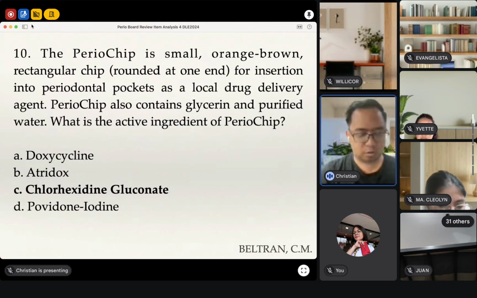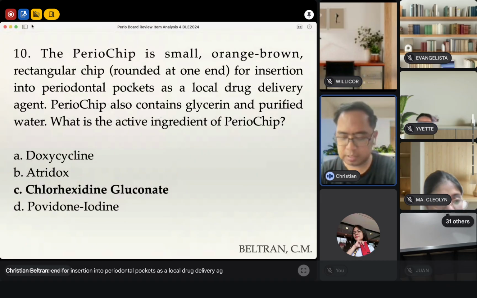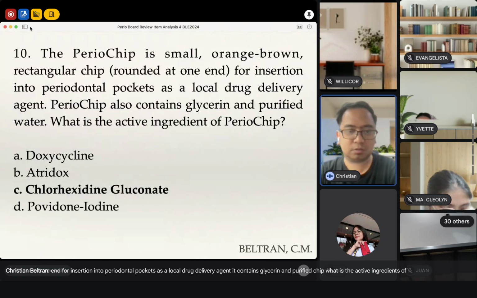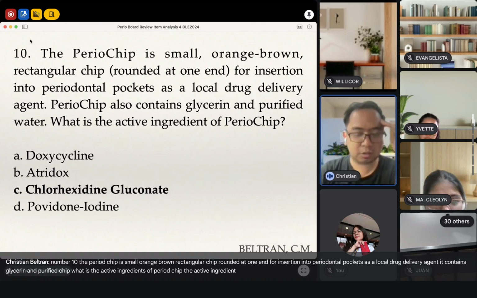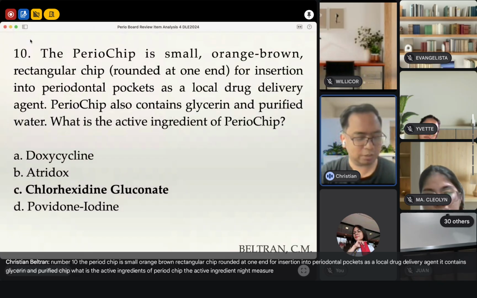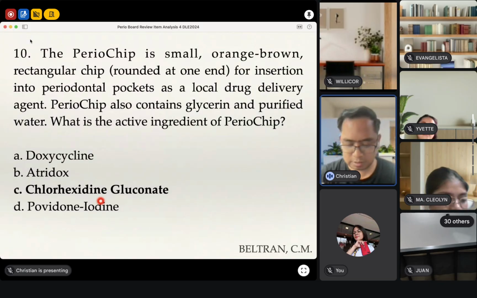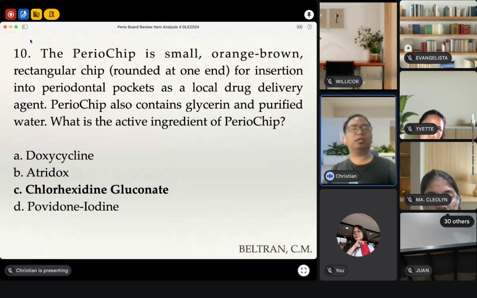The perio chip is a small, orange-brown rectangular chip, rounded at one end for insertion into periodontal pockets as a local drug delivery agent. It contains glycerin and purified chip. What is the active ingredient of perio chip? Naka-highlight na pala siya. Chlorhexidine gluconate. Okay? The answer here is letter C, chlorhexidine gluconate. So basically, this is one of the local delivery agents that is available.